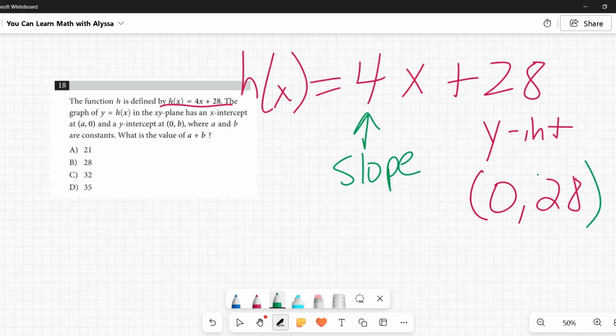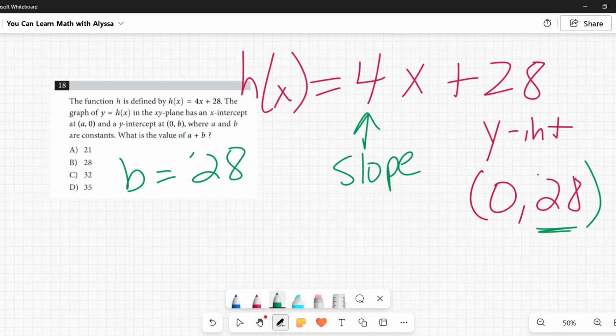Okay, so (0, 28) is my y-intercept. Because of my knowledge of the slope-intercept form, I already have my y-intercept, which is one of the things I needed. I needed the y-intercept at (0, b). So I already know it's (0, 28). So b is 28.